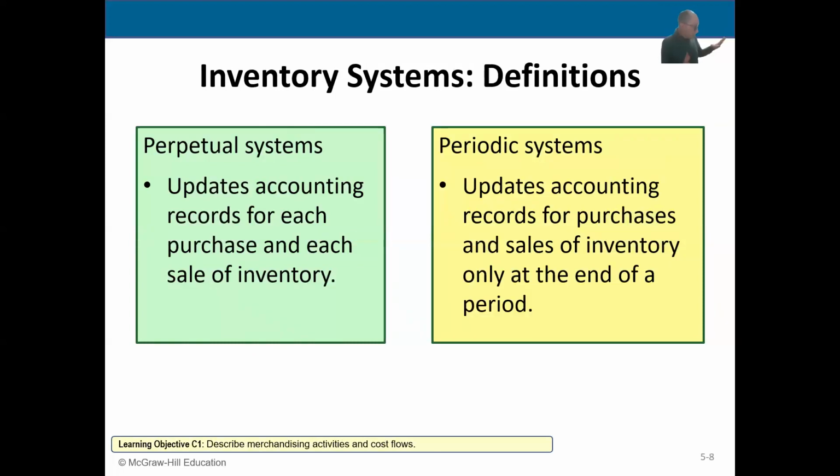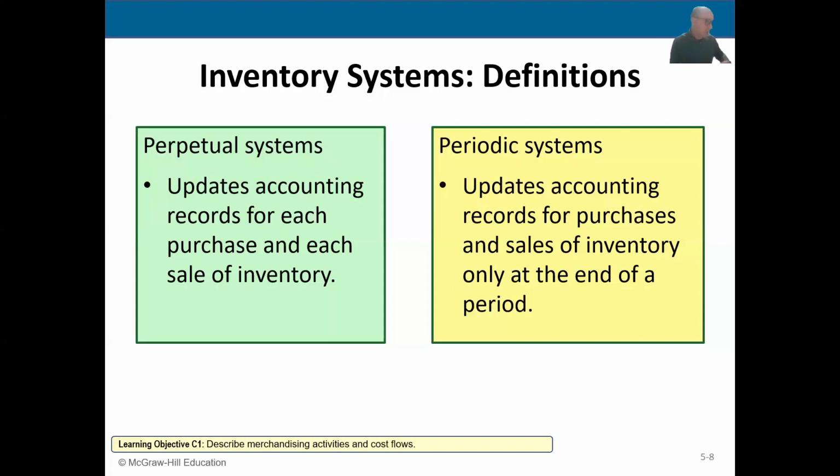Okay, in retail, there's two different types of inventory tracking systems. We have the perpetual system and the periodic system. The perpetual inventory system updates the records based off of every purchase of inventory. Here's what I mean by this. Perpetual means continuous, right?